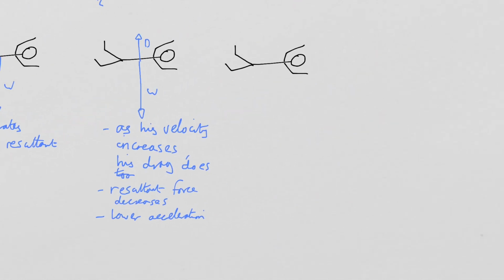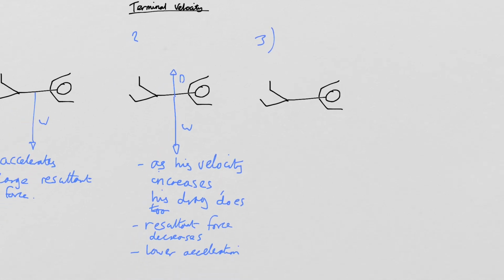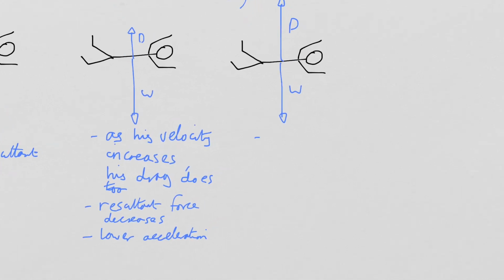Right then, let's go for step 3. So a little while later, that force of drag will have grown to the point where it is equivalent to his force of weight. Okay, so weight and drag are going to be the same size. At that point there is no resultant force. And remember, Isaac Newton said in his first law, no resultant force, the velocity will not change. So he'll stay at whatever velocity he's moving at.